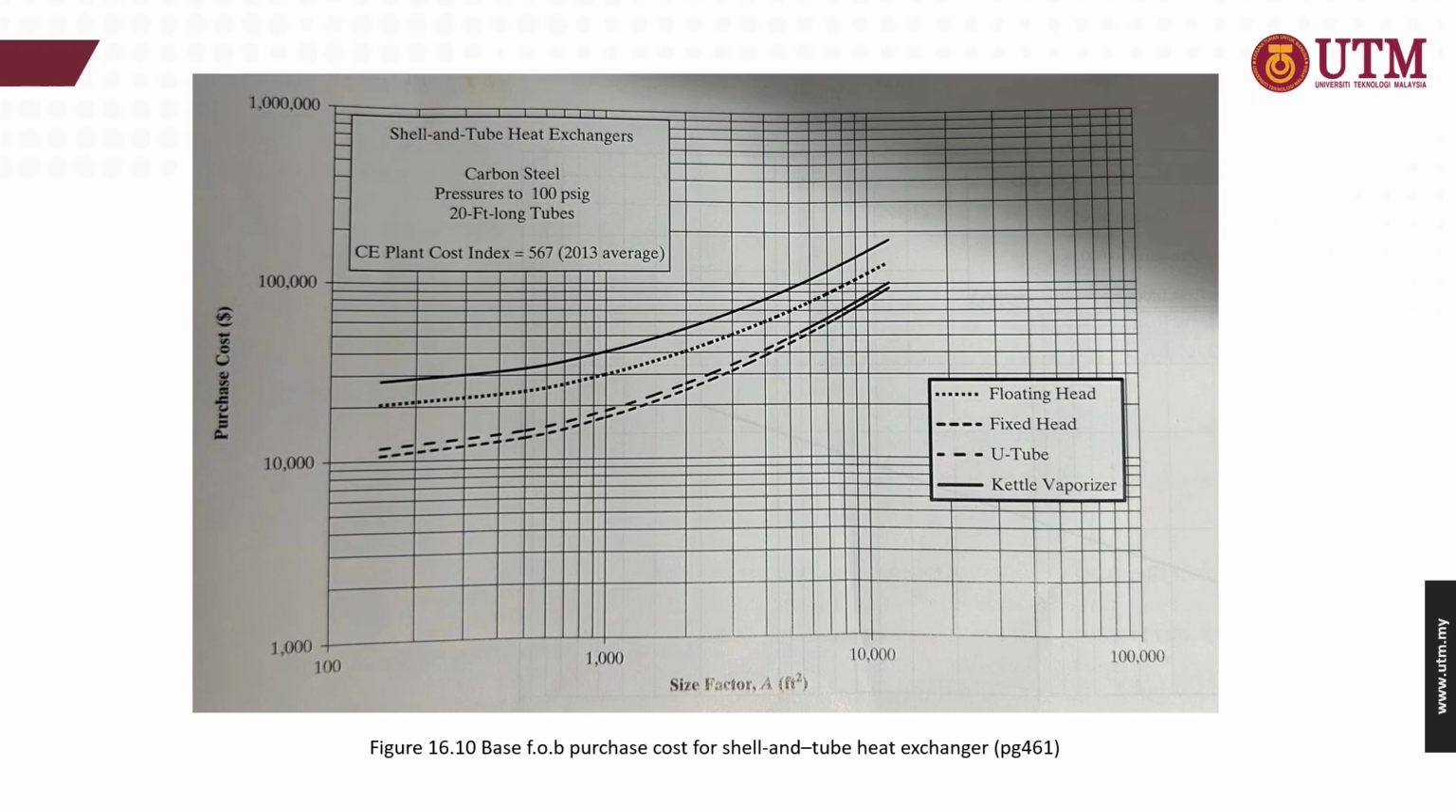So this is the figure 16.10, which is the base FOB purchase cost for shell and tube heat exchanger for floating head, fixed head, U-tube, and kettle riser. And this figure for the carbon steel and pressure to 100 psi gauge and for 20 feet long tubes. So to find the purchase cost, so we need to know the size factor first. They range from 150 to 12,000 feet squared, and then we can find the purchase cost for the heat exchanger.